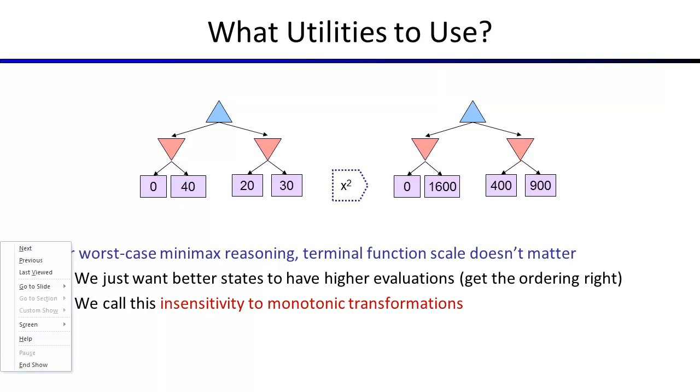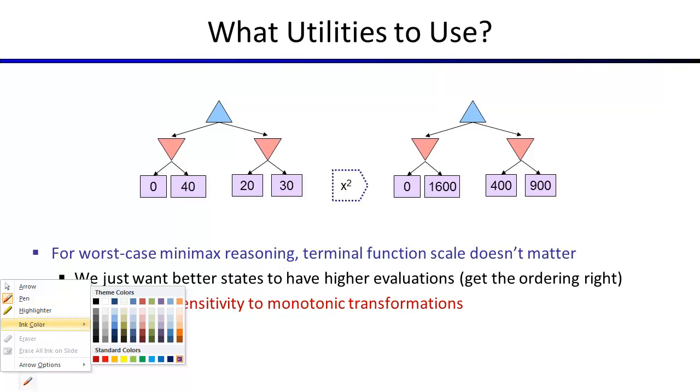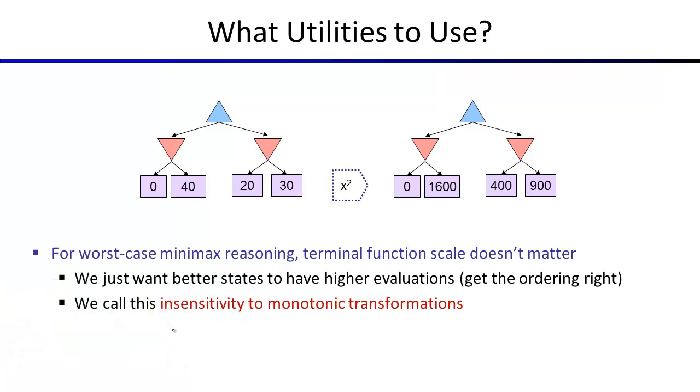For minimax reasoning, it doesn't really matter as long as you get the magnitudes right. So let's take a look at two minimax trees. Let's look at the one on the left. We can choose between this 0 or 40, or we can go to the 20 or 30 route. Well, we're playing against a minimizer, so we know that if we go left, we're going to get 0. And if we go right, we're going to get 20, and so our value is 20. The important thing is we should choose to go right, because that has the highest minimax value.